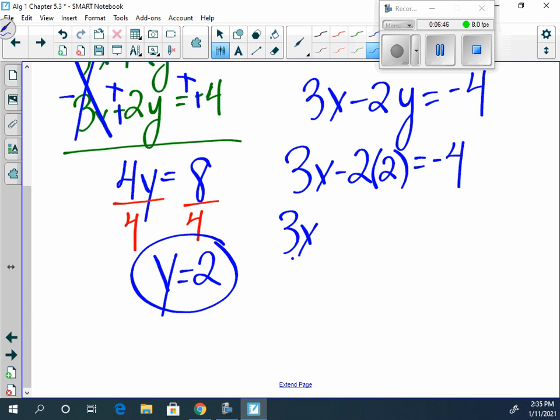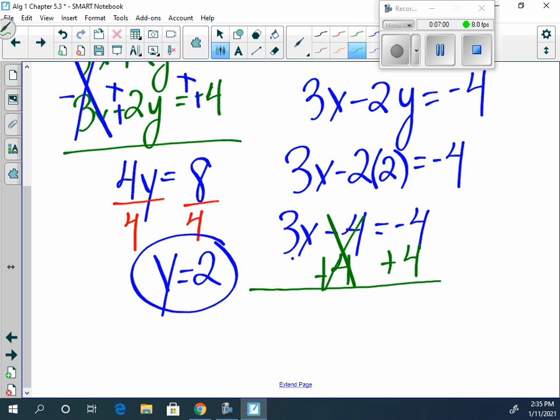Well, 3x. Negative 2 times 2 would be negative 4. What do we need to do next? We need to add 4 to both sides, because we want to get x by itself. So the easiest thing is going to be to add and subtract, move everything over to the other side. Well, negative 4 plus 4 is 0, these cancel, giving me 3x.